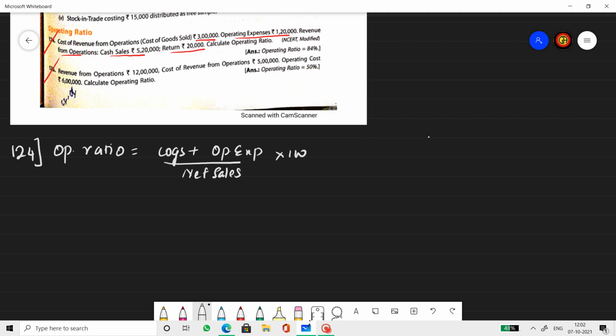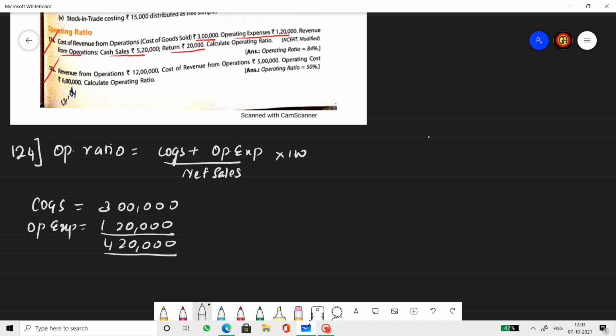Now, cost of goods sold equals 3 lakh, which is directly available in the question. Operating expenses are also given to us, as 1,20,000. Therefore, the numerator, or I would say the operating cost, works out to 4,20,000.